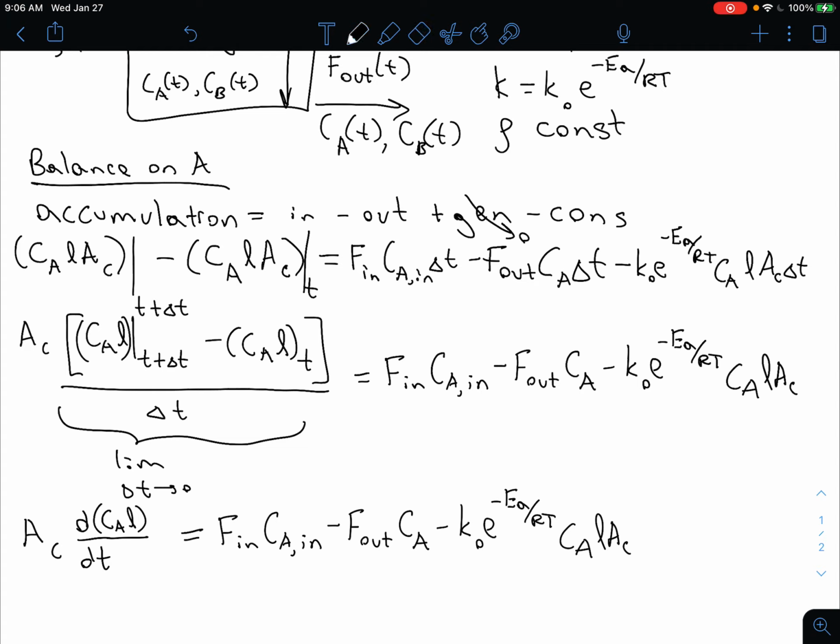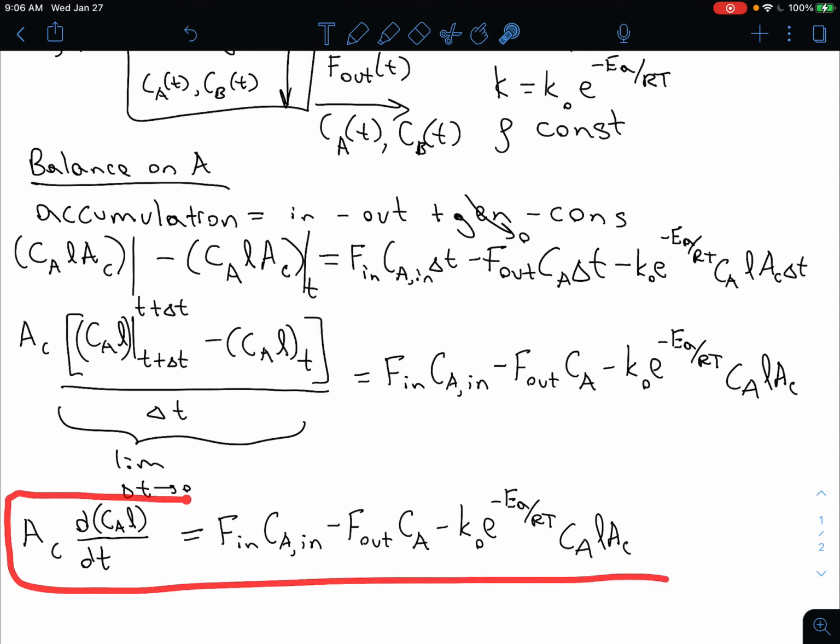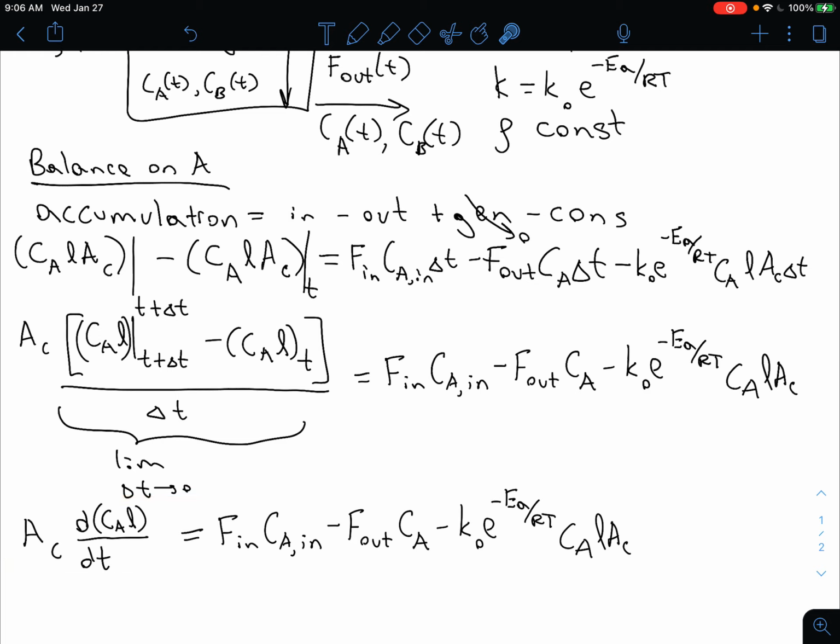Okay, so this is a differential equation that describes CA as a function of T. Now, I did not say this is a differential equation that we can solve, because we actually can't solve this. I know we haven't discussed methods of solving, but the problem here is that there's not just one variable that depends on time. So CA depends on time, but so does L, and so does temperature. And so we actually would need additional equations.